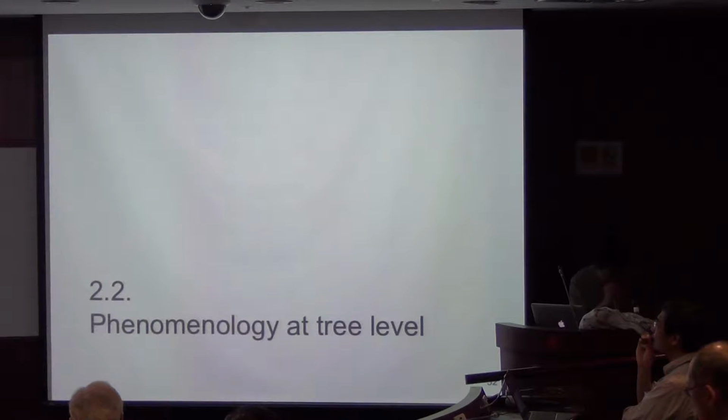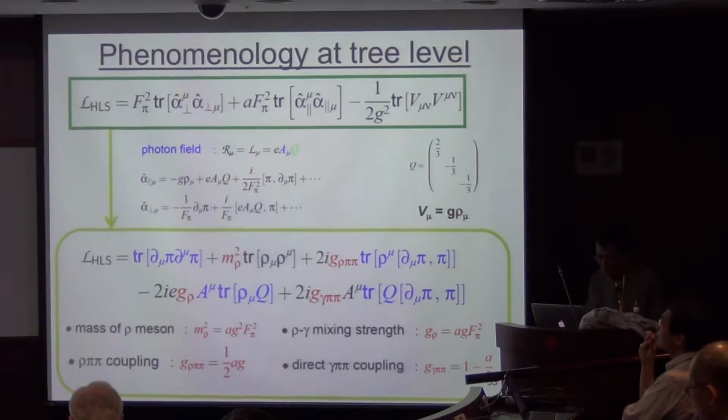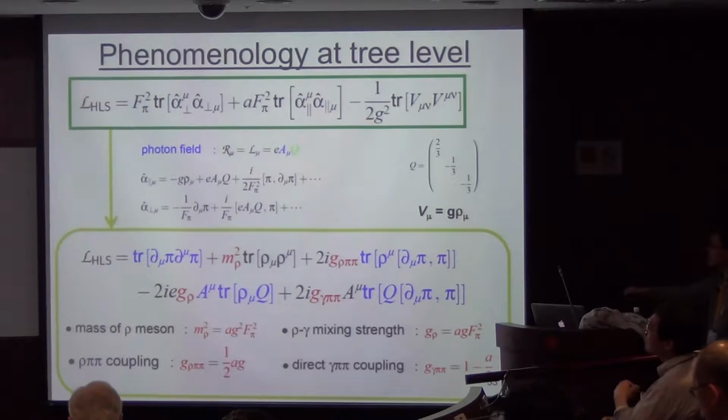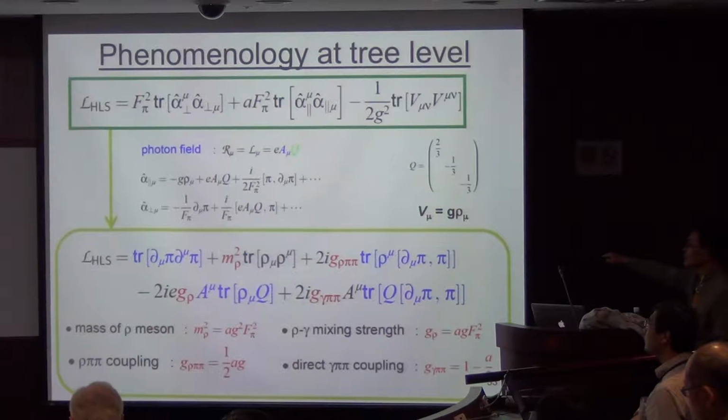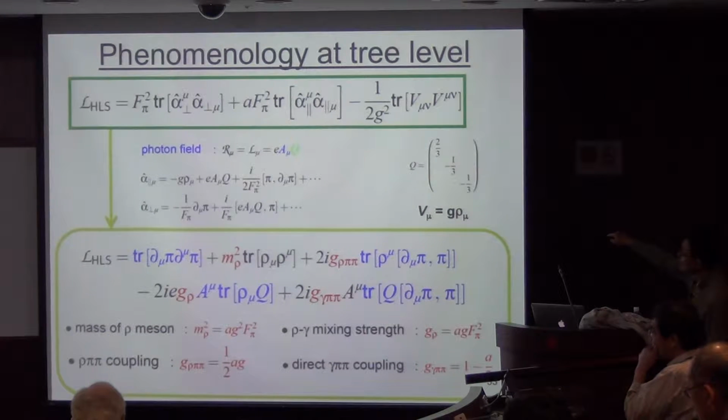Okay, next, let me show the phenomenology at the tree level of the hidden local symmetry. Okay, this is the hidden Lagrangian, which I showed before. And you can introduce the photon field through this external gauge field, mu. In this way, a bit hard to see, but for example, in the three-flavor case, this Q corresponds to the charge matrix. This is the charge flow term of strange quark. And this mu is a photon field.